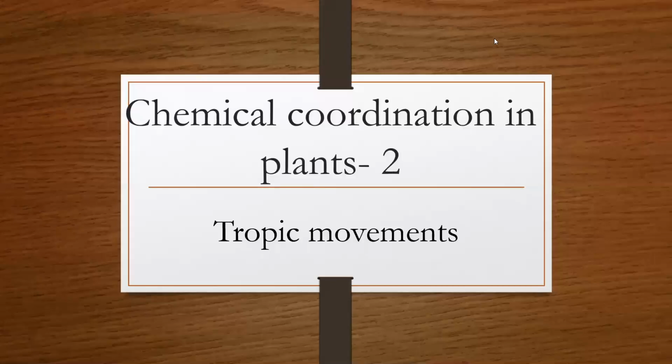Hello students, today my lesson will be on chemical coordination in plants, especially referring to tropic movements. Now when a seed germinates in the soil, its root and shoot keep growing. But the growth of the root and shoot has to take place in the right direction.